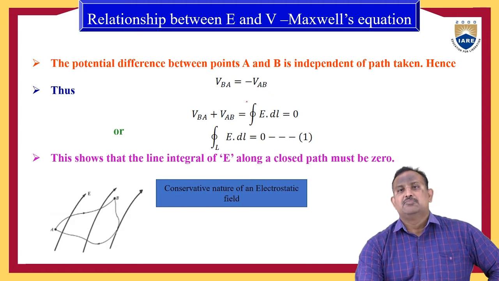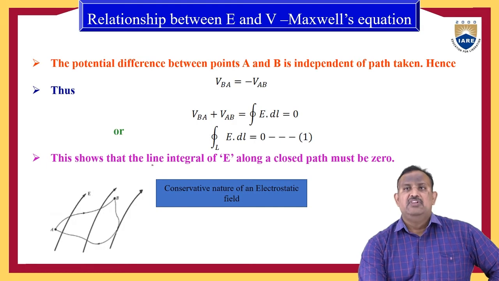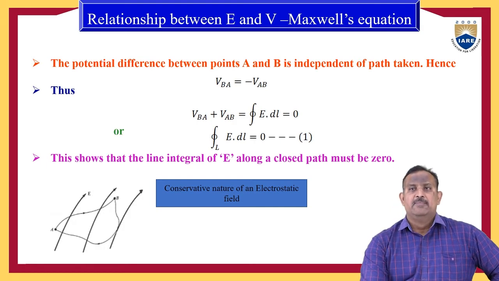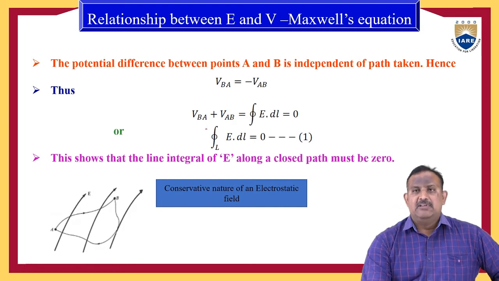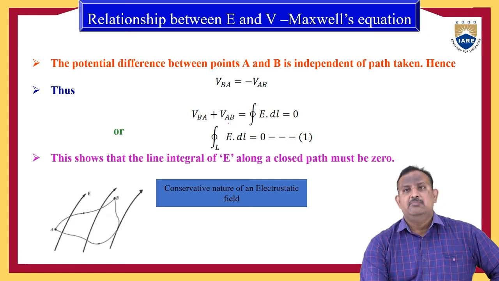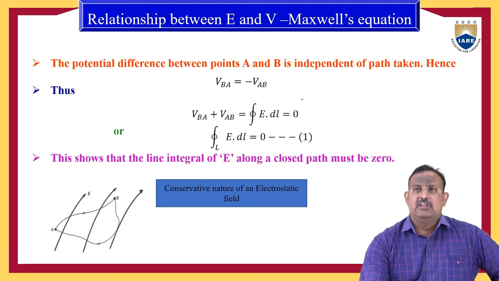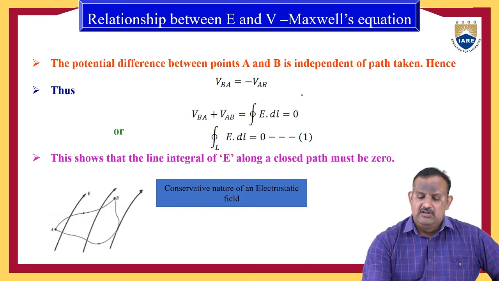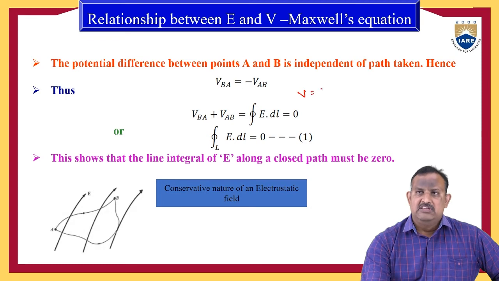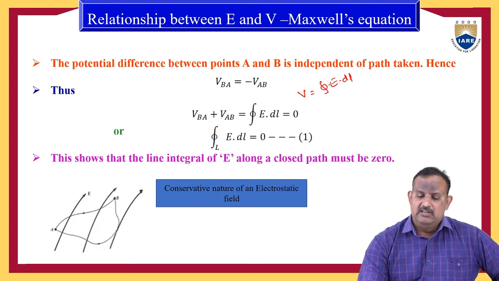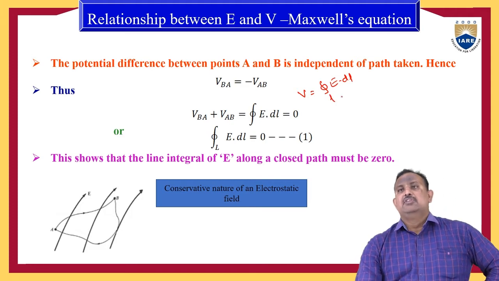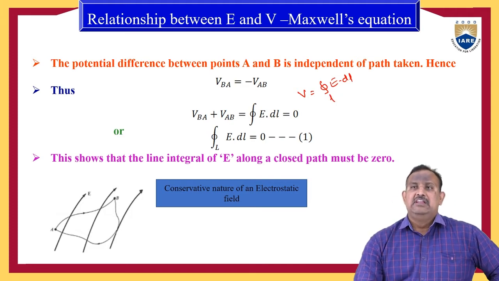It is because both are opposite to each other. VAB is equal to minus VBA, or VBA is equal to minus VAB, or we can express it as VBA plus VAB is equal to 0. And already we know that we have a relation between potential and electric field: potential V is equal to the integral of electric field E dot dl in a closed loop.